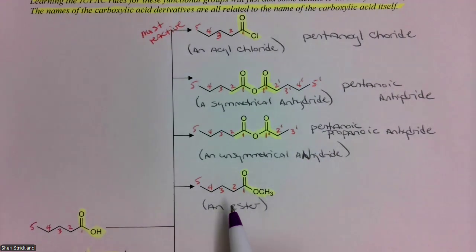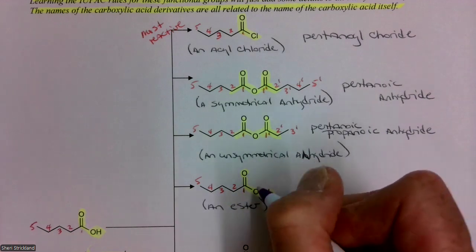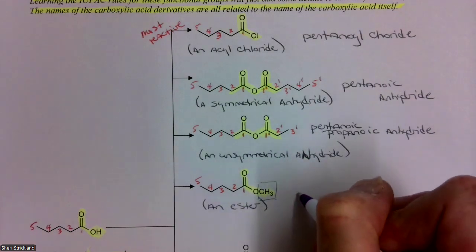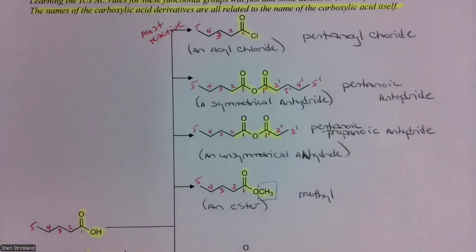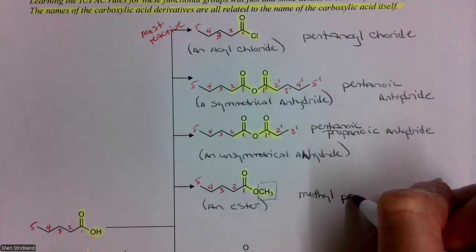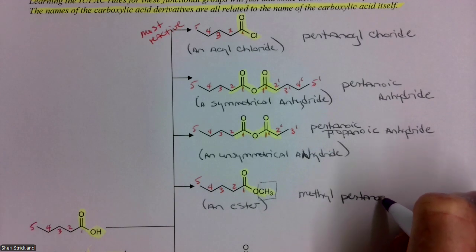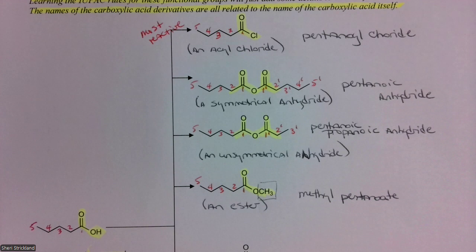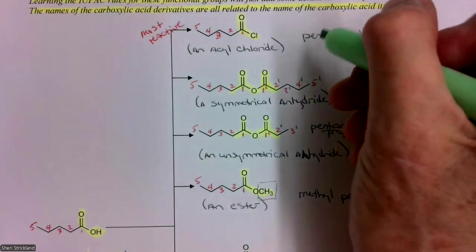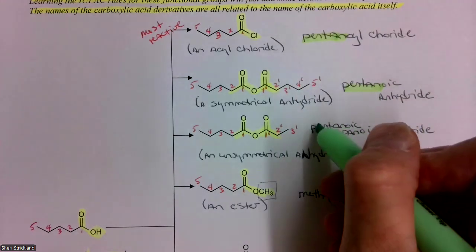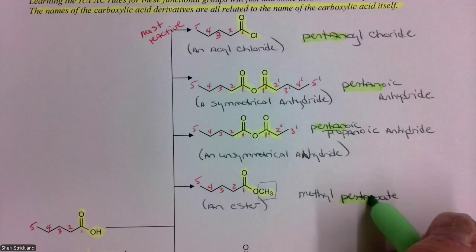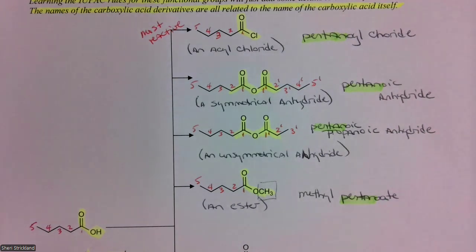All right, so down here with the esters, the name of this group comes first in the name. In this case, it's a methyl group. It could be lots of other things. So this is methyl pentanoate. Okay. So you see in every case, we've got some similar things. But we've also got some things that are different.